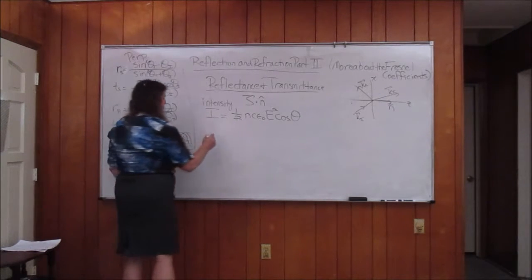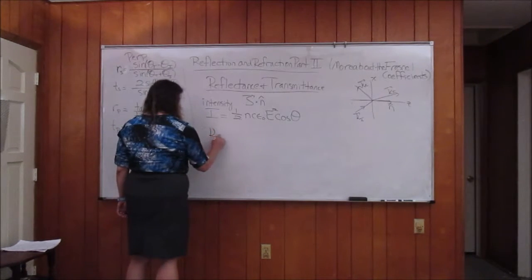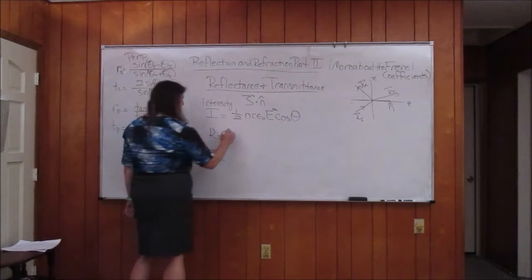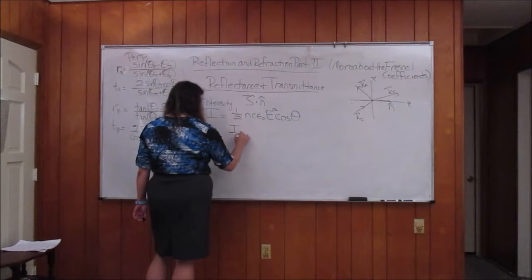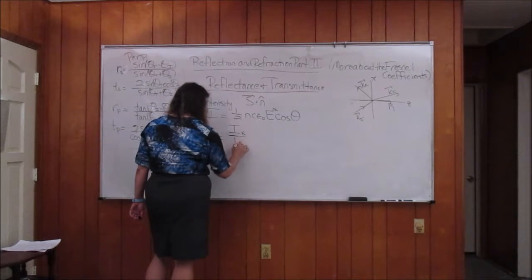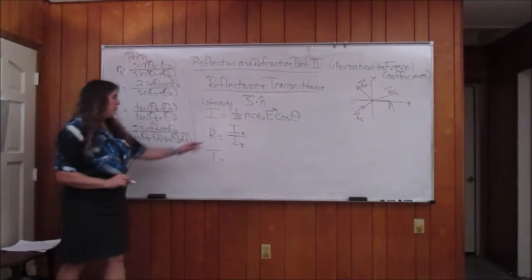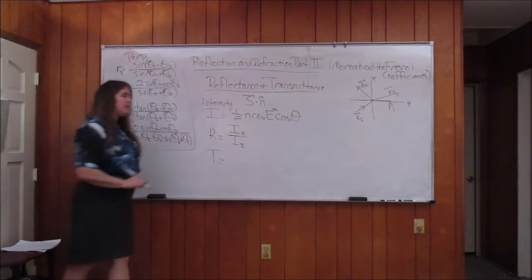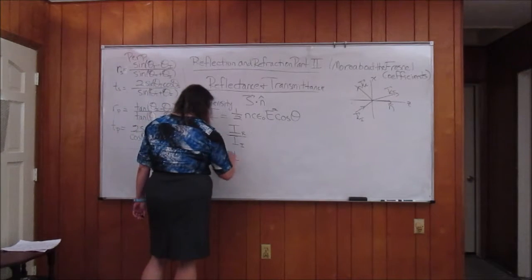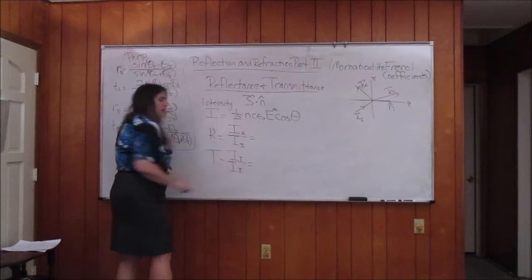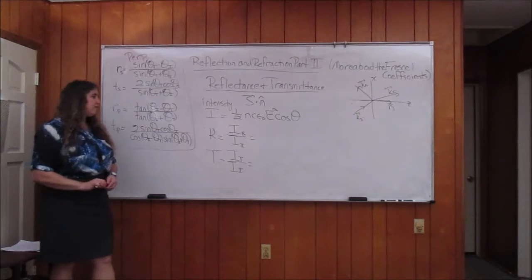Anyway, we're interested in reflectance and transmittance, so those are defined as follows. The reflectance is the ratio of the intensity of the reflected wave to the intensity of the incident wave. And the transmittance is defined as the ratio of the intensity of the transmitted wave to the intensity of the incident wave.